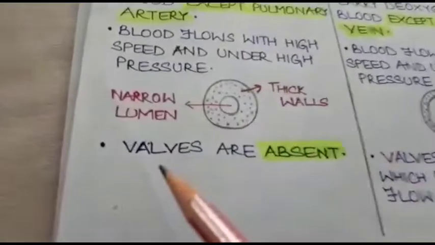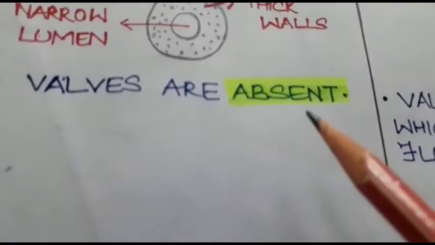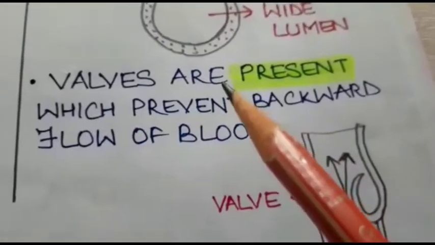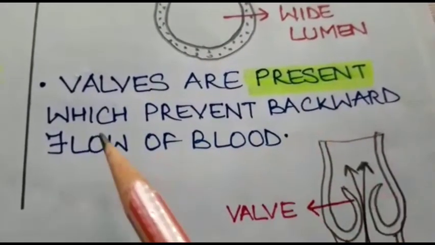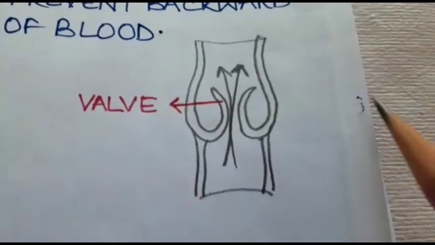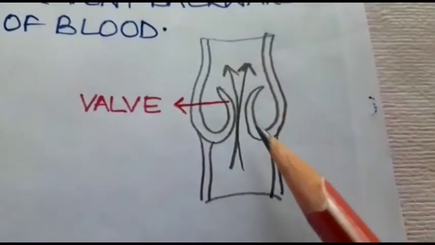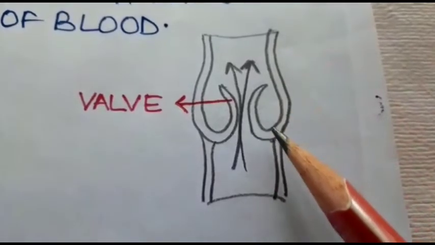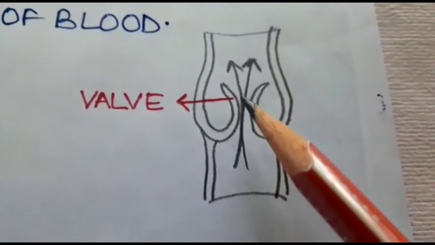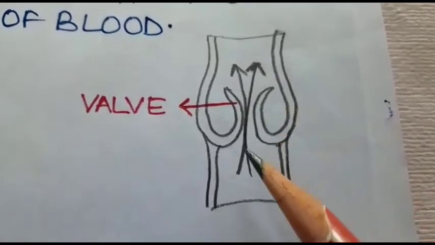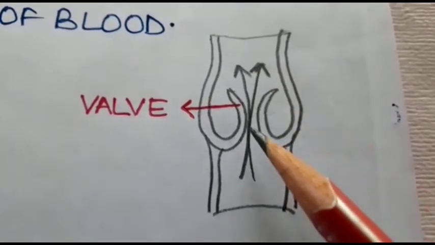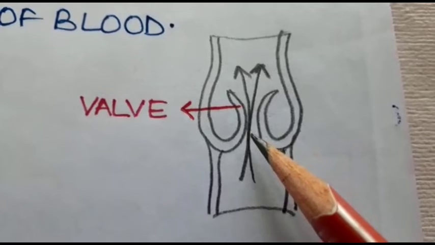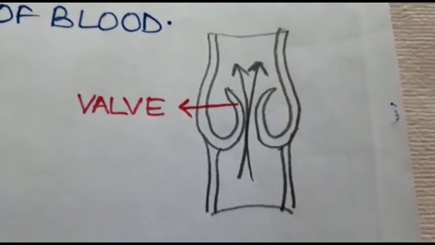The next feature of arteries is valves are absent in arteries, whereas valves are present in veins. And what is the function of valves in veins? That they prevent backward flow of blood. Now here we can understand it from the structure of valve. The valve is formed by the inward folding of the inner walls of the veins. Once the blood flows in the upward direction, it pushes the walls, which enables the blood to move in the forward direction, and after that temporarily these walls close, which prevents the backward flow of blood.